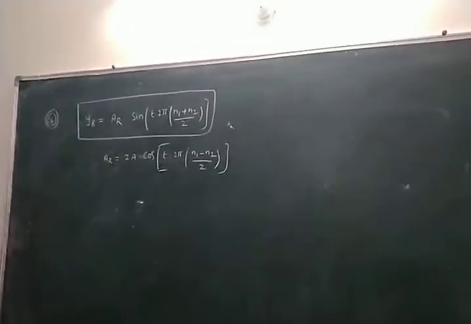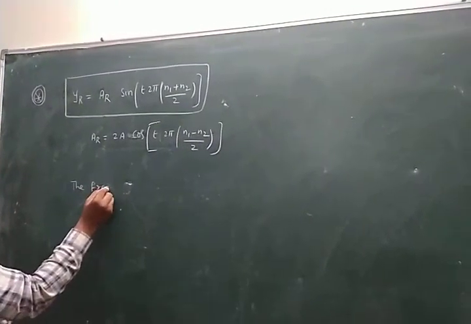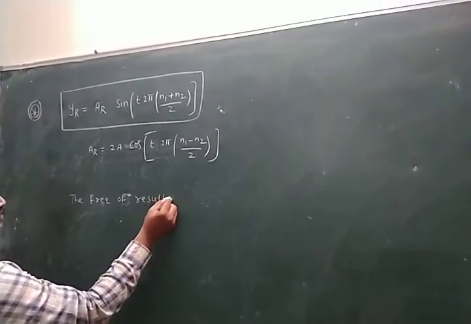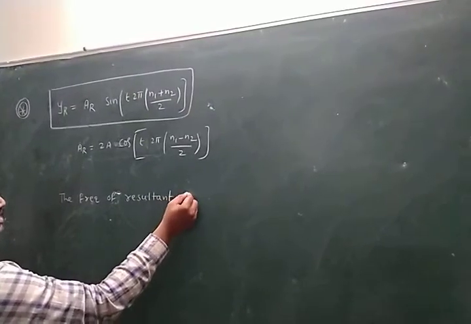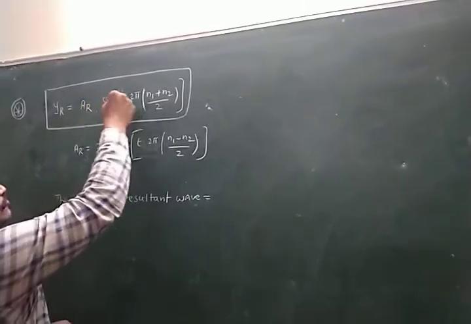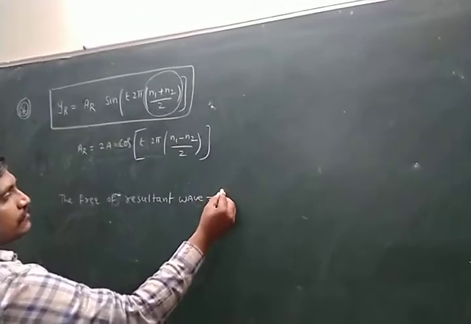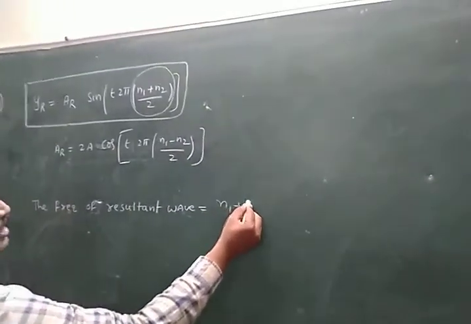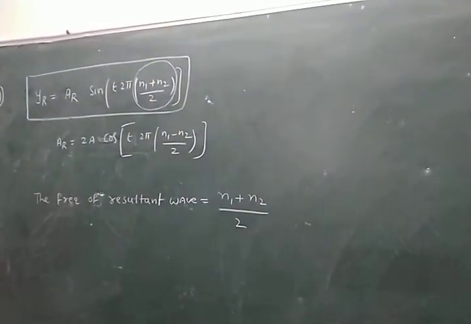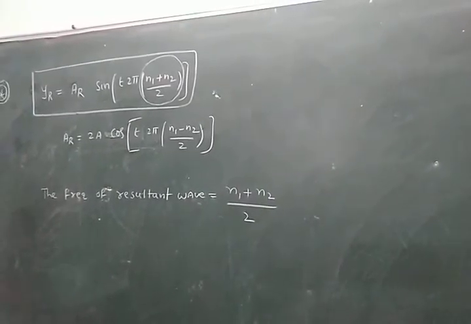Okay, here nana, the question is to find the frequency of the resultant wave. Once again I repeat, the frequency of the resultant wave. Look here nana, this is the resultant wave equation. This is the frequency of the resultant wave. What is the frequency of the resultant wave? n1 plus n2 by 2. Here n1 is the frequency of the first wave, n2 is the frequency of the second wave.